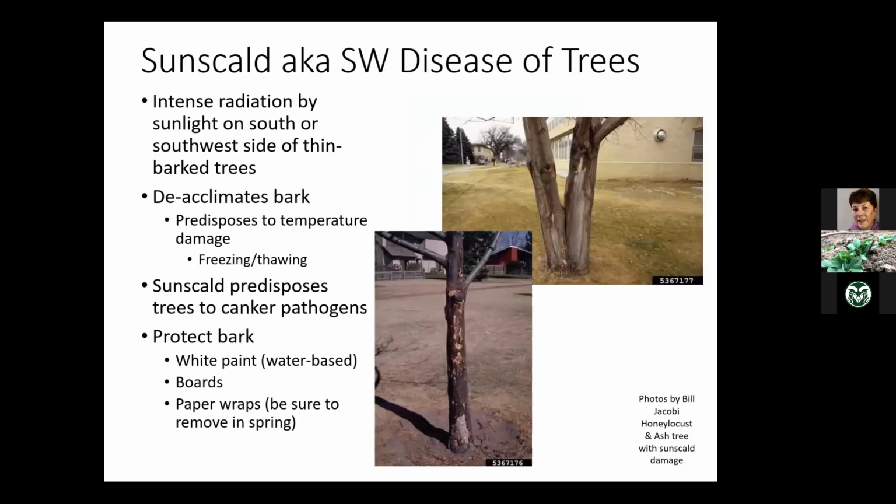We also see sun scald, also known as Southwest disease of trees. This is what can happen during the winter time if we do not protect our young, newly planted trees that have young bark on them from that exposure to the UV light. Basically, it gets cold at night, but during the day it may not get very cold, but the UV radiation can warm up that bark to the point where you get that freeze thaw cycle. And then you get that bark to basically split, and it can cause problems.